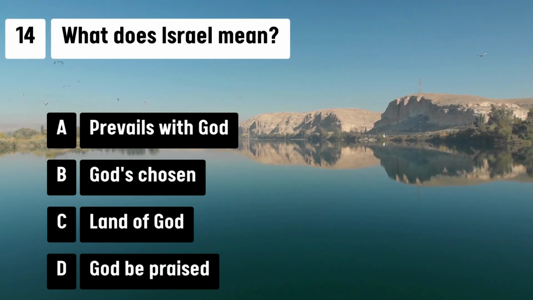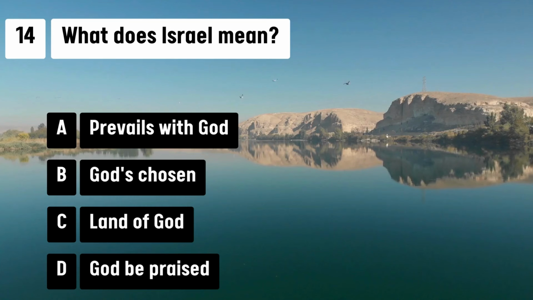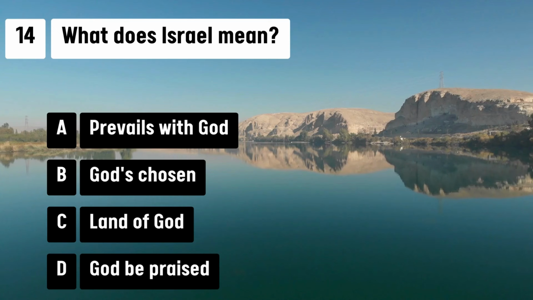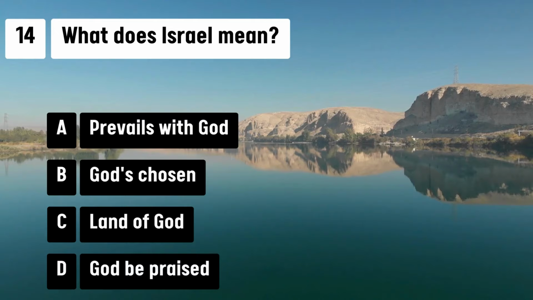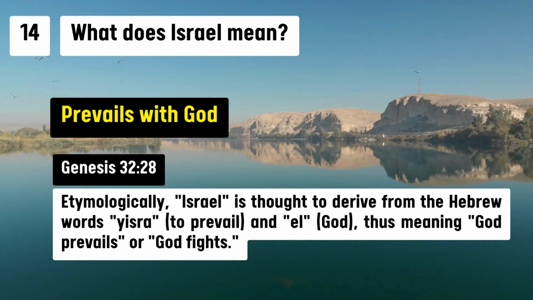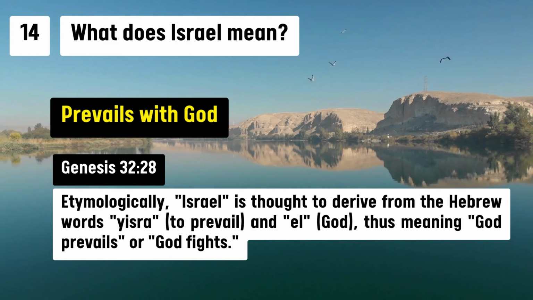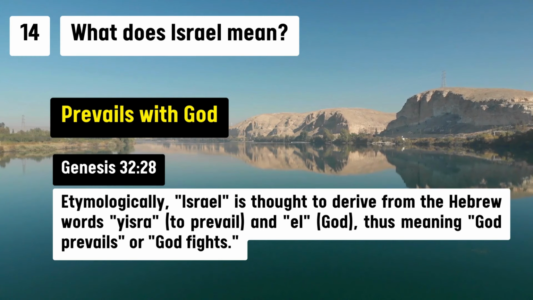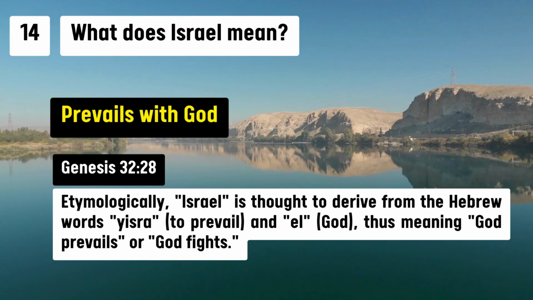Question 14. What does Israel mean? Prevails with God, God's chosen, Land of God, God be praised. The answer is prevails with God. Genesis chapter 32, verse 28. Etymologically, Israel is thought to derive from the Hebrew words Yizra, to prevail, and El, God, thus meaning God prevails or God fights.